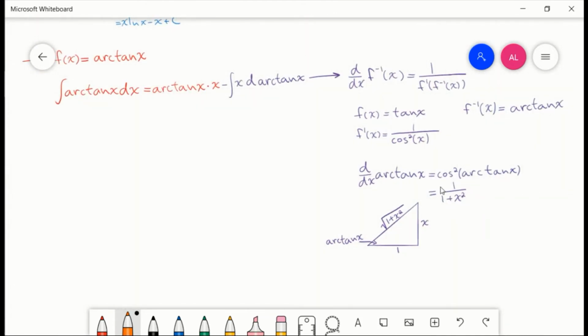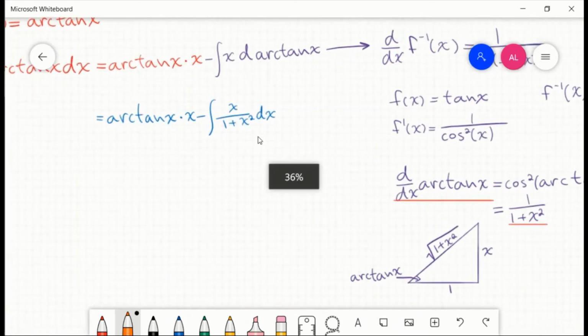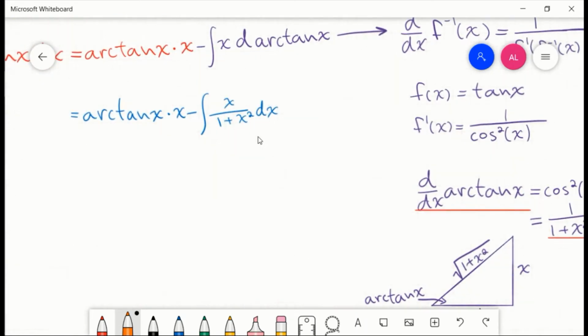So now we can just plug this right here into this. So this is equal to arctangent of x times x minus the integral of x over 1 plus x squared dx. And now we can just use a u substitution.